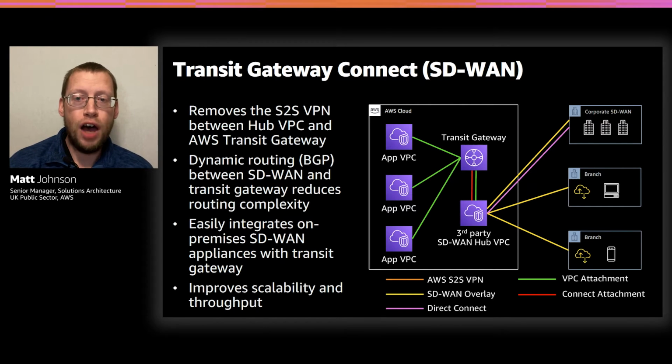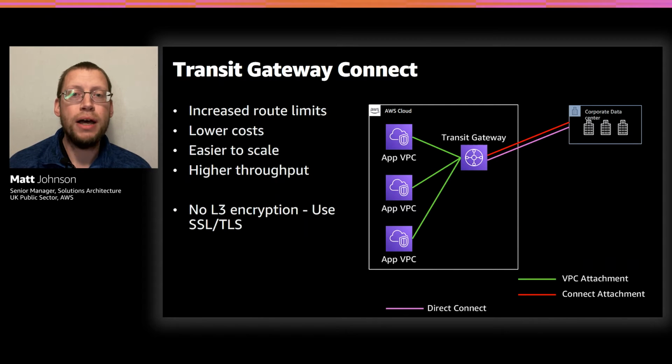We also have another option for Transit Gateway Connect, where we look to use the Transit Gateway Connect capability over a direct connect link straight back to a corporate data center. So you might choose to do this if you want to replace a site-to-site VPN or another type of connectivity with this way of connecting into Transit Gateway. It reduces costs and is easier to scale. One thing to note, though, is it does not have layer 3 encryption built in. So it would be expected to use application layer encryption if you needed encryption for this.